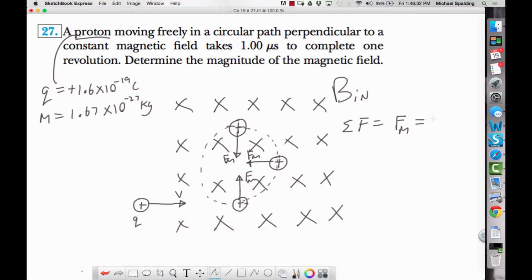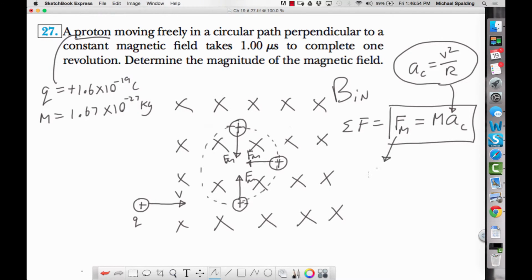What is the sum of the forces always equal? ma, but this is a centripetal acceleration. Whenever an object is in a circular path, it has a centripetal acceleration, and centripetal acceleration is v squared over r. So we plug that in there. Now, what's the equation for force magnetic? For a charge moving in a magnetic field, it's qvB sine theta, where theta is the angle between B and v.